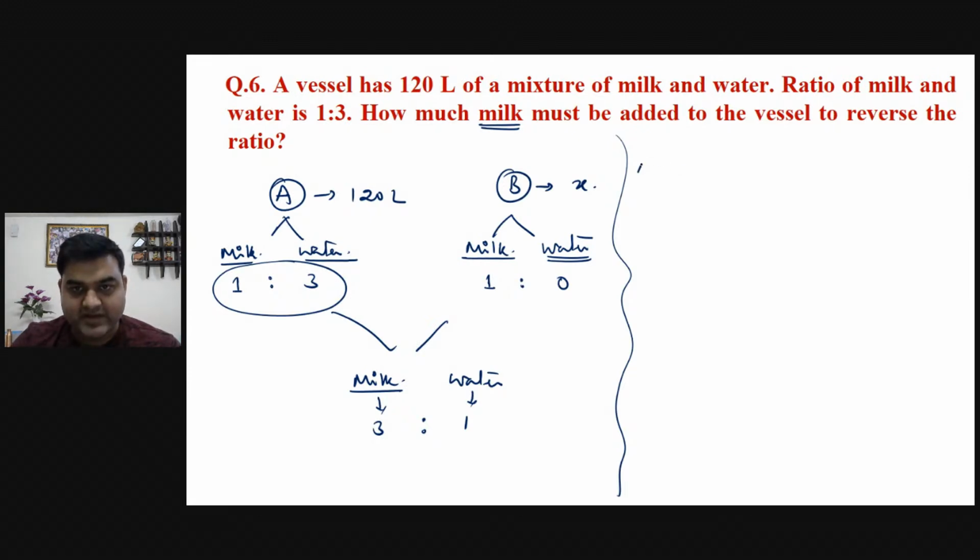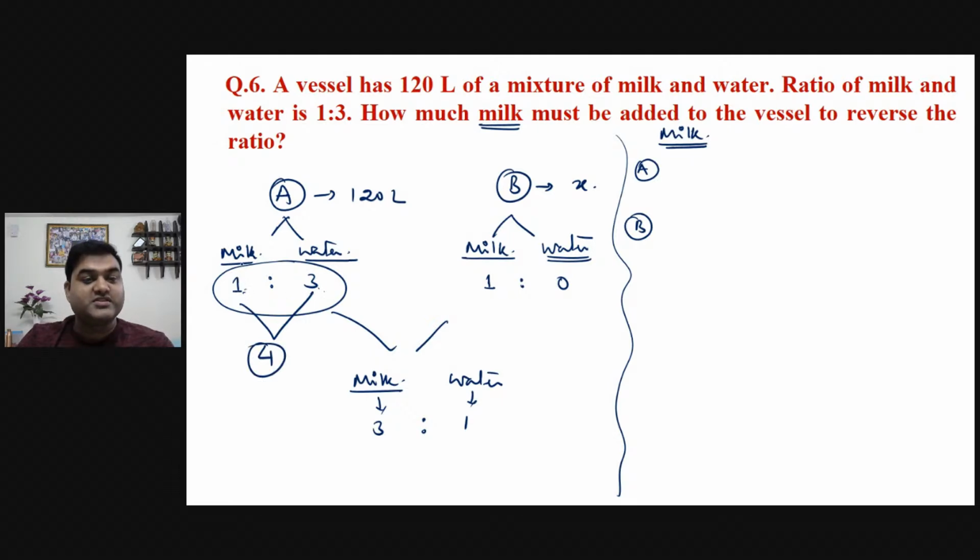Considering what all we are adding, A and B, what will we consider? Suppose only milk we are considering. It can be done two ways, either considering milk or water. In A, what is the quantity of milk? The ratio of milk and water is 1 is to 3. So what is the proportion of milk? If the total quantity is 4, with 1 and 3, then the milk quantity is 1 out of 4.